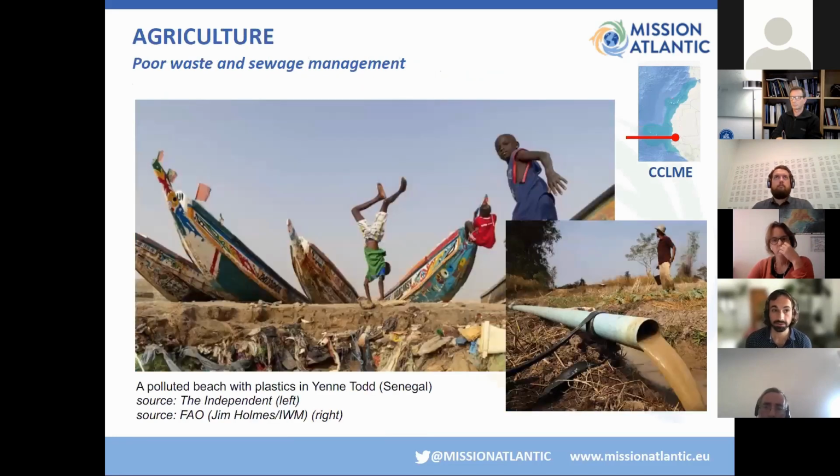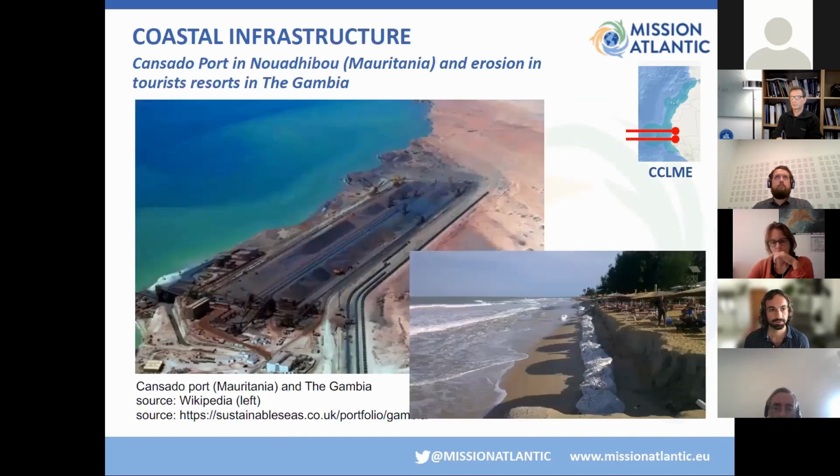Then we have agriculture that affects the marine environment, and this is mainly due to pool waste and sewage management. Coastal infrastructure was another important sector, and you can see here also a couple of pictures illustrating the Cansado port in Mauritania, which is used for the mining industry, and also erosion in a tourist resort in the Gambia.